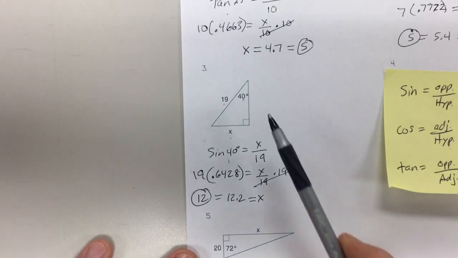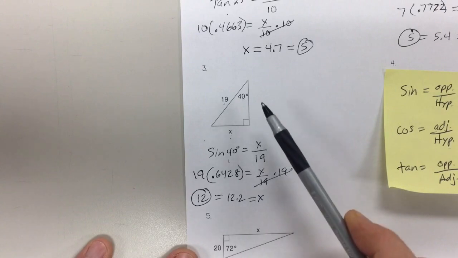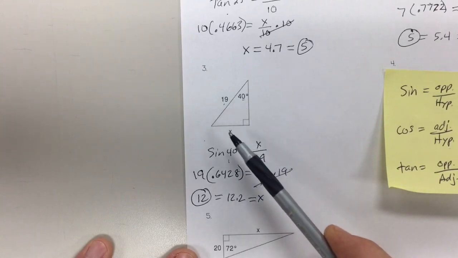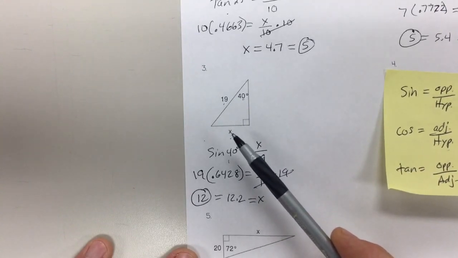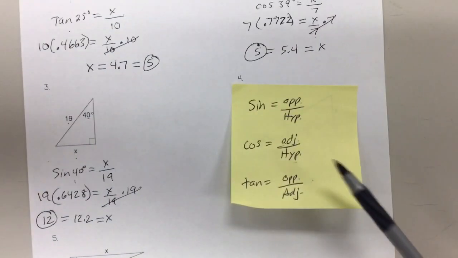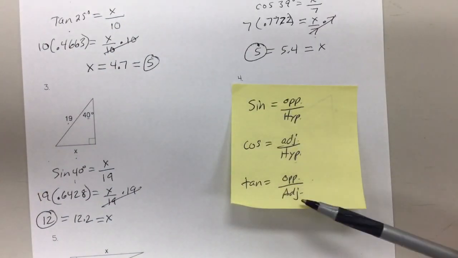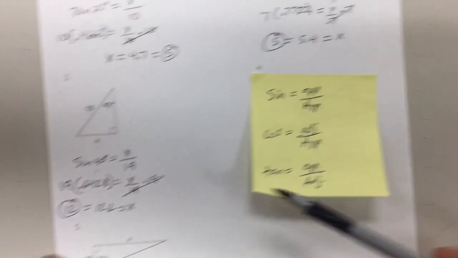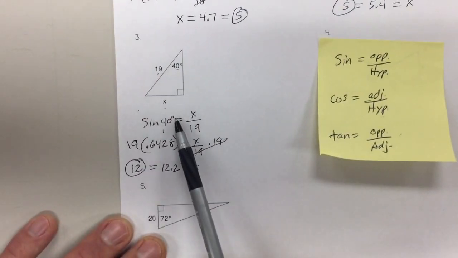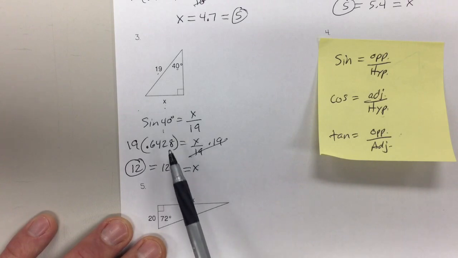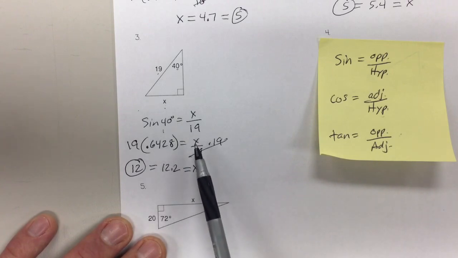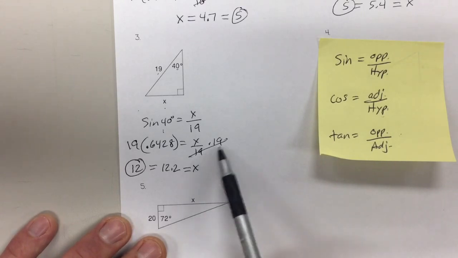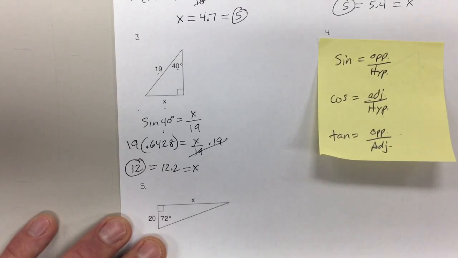So on these problems, you need to look at the triangle, using the angle, figure out which two sides are being used, and then choose the appropriate trig function, sine, cosine, or tangent. Then we simply replace the sine, cosine, or tangent with a decimal, and then solve for x. Today, when we solve, we'll always be multiplying by whatever x is being divided by.